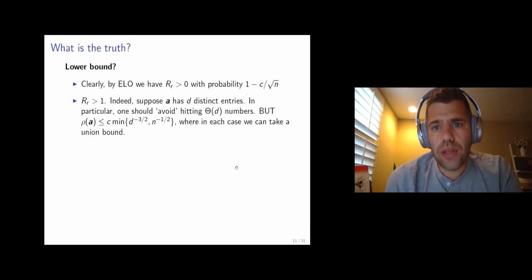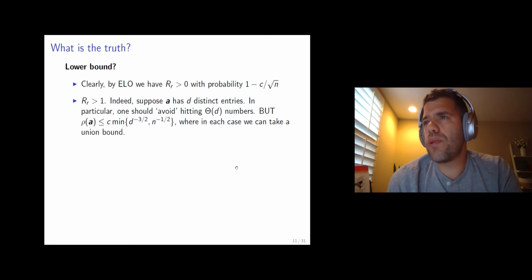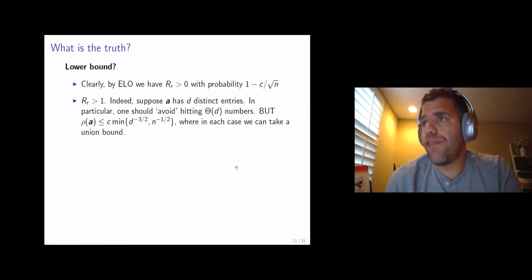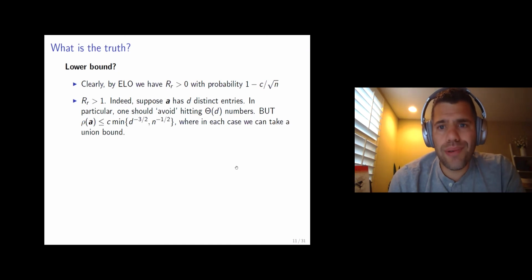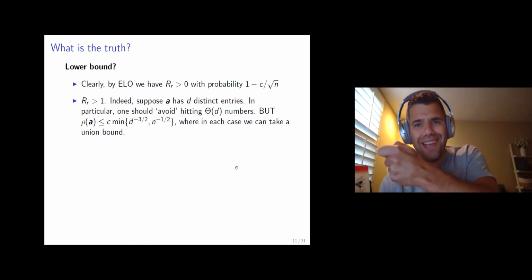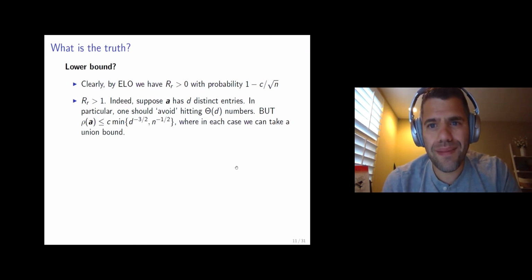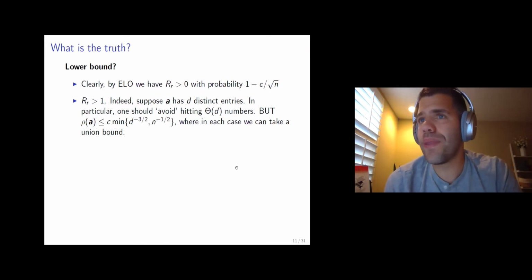And it's also not hard to show that this parameter is larger than 1, that actually you need to change more than one entry. Because indeed, suppose that A has D distinct entries. So in particular, one should avoid hitting D numbers, right? Because if you hit one of these D entries, then by one modification I can make, let's say, the vector 0.